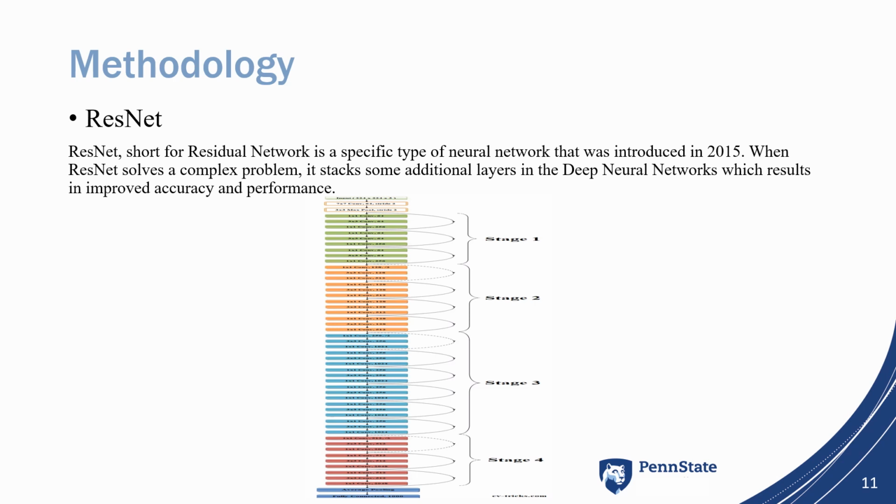The second model that we use is ResNet. ResNet, short for residual network, is a specific type of neural network that was introduced in 2015. And mostly in order to solve a complex problem, ResNet stacks some additional layers in the deep neural networks, which results in improved accuracy and performance.